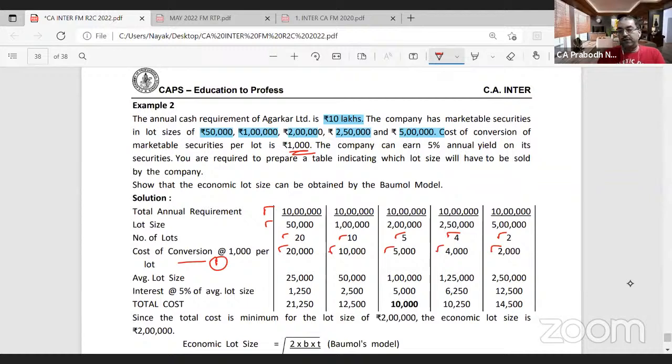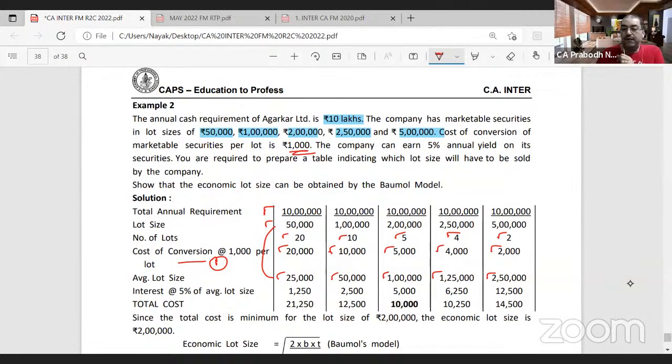Now the average lot size. For the average lot size, I divide each lot size by 2. 50,000 by 2 is 25,000. 1 lakh divided by 2 is 50,000. 2 lakhs divided by 2 is 1 lakh. 2.5 lakhs divided by 2 is 1.25 lakhs. 5 lakhs divided by 2 is 2.5 lakhs. Why do I divide like this? Because I take the opening balance as 0 and the closing balance is 50,000. So 0 plus 50,000 divided by 2. Opening balance is 0 and I'm having 1 lakh, so 0 plus 1 lakh divided by 2 is 50,000. So in other words, each lot size figure divided by 2 gives the respective average lot size.